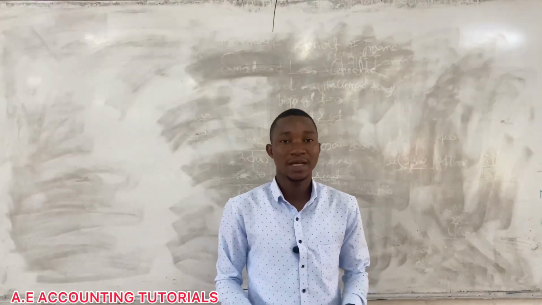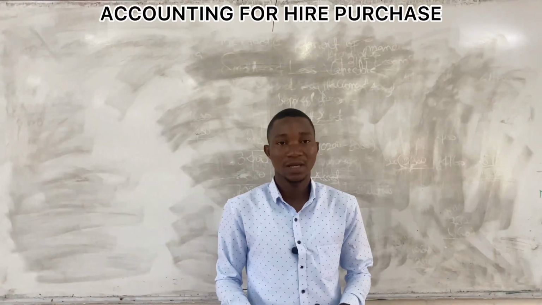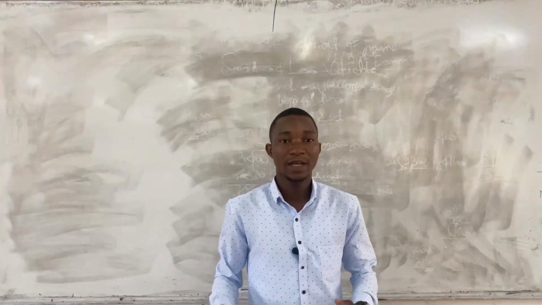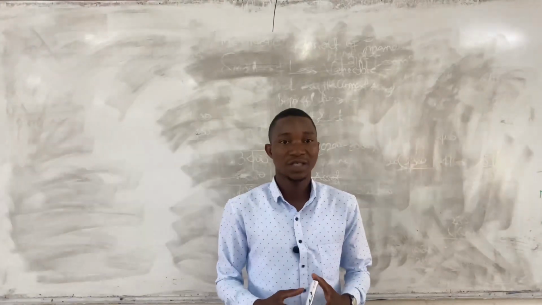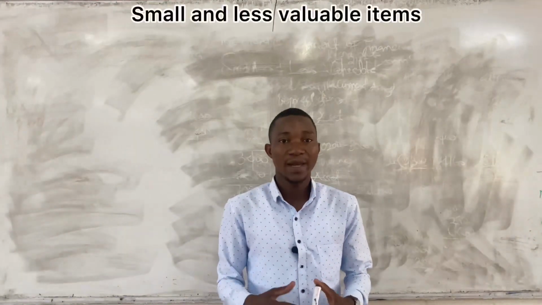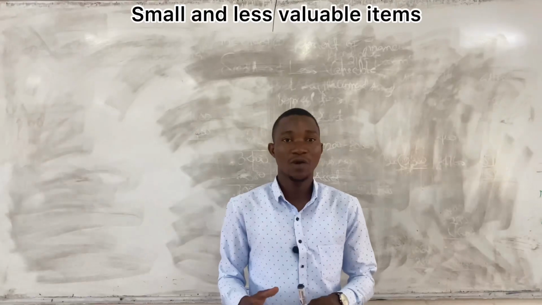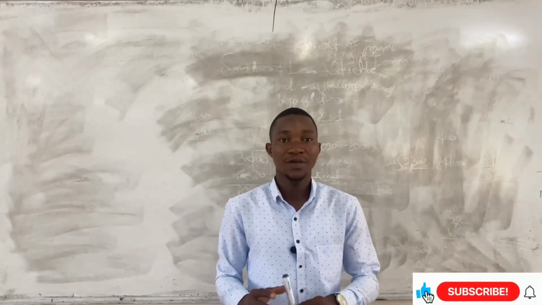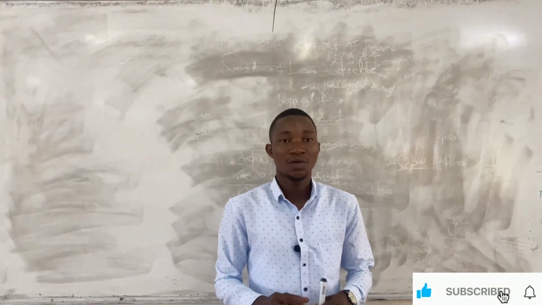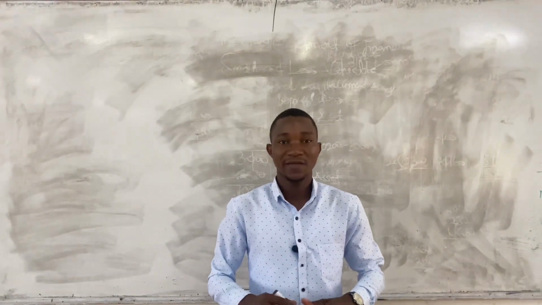Today we are continuing our series on accounting for hire purchase. But in this video, we will be taking a full practice question where we will be required to account for transactions relating to small and less valuable items in the books of the hire vendor. But before we go through the question, I would like to take you through some basic concepts with regards to small and less valuable items.